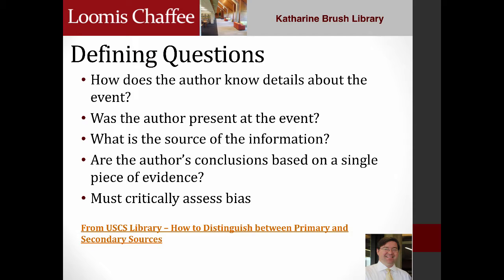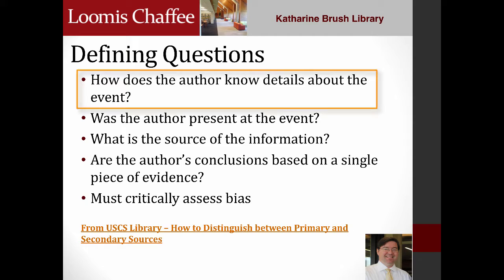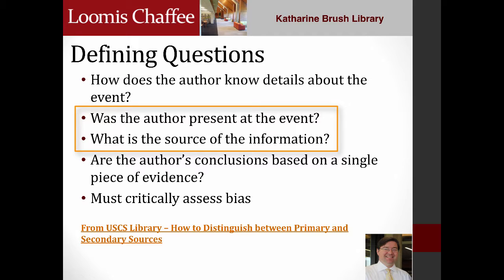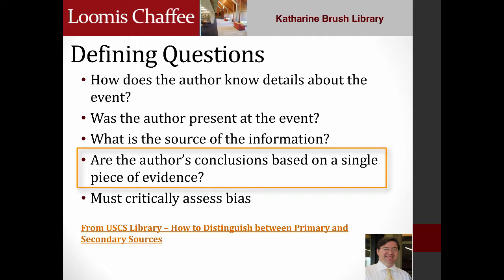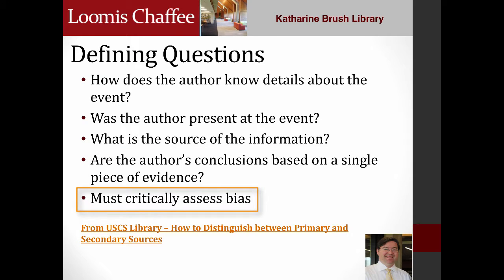Now that you know more about the different types of primary sources, you should consider some defining questions to ask. First, how does the author know the details about the event? Did the author witness the event firsthand or learn about it from other sources? From what evidence does he or she draw conclusions? You must critically assess the author's bias when evaluating primary sources.